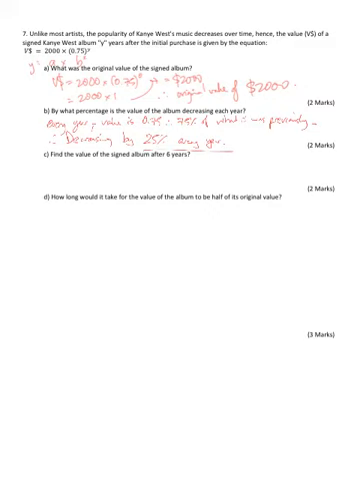So answer to that, find the value of the signed album after 6 years. So you can use the formula. V dollars is going to be 2,000 times by 0.75 to the power of 6. If you chuck that in your calculator, you will get approximately $355.96 to 2 decimal points. So after 6 years, it's valued at $355.96.